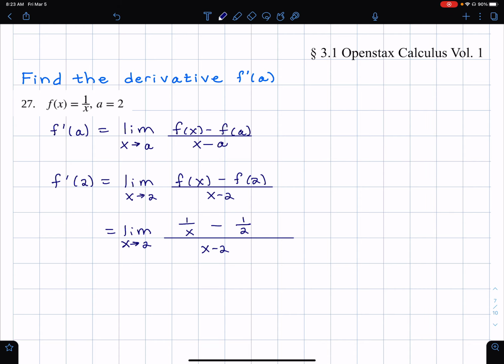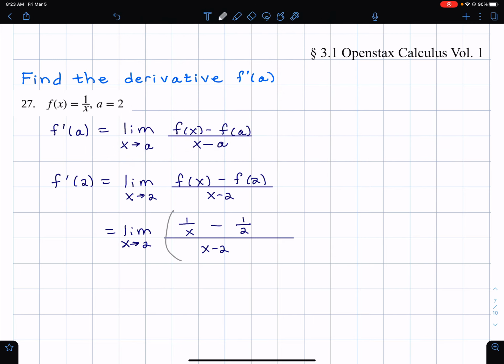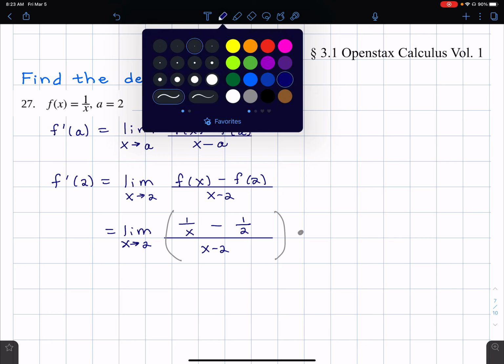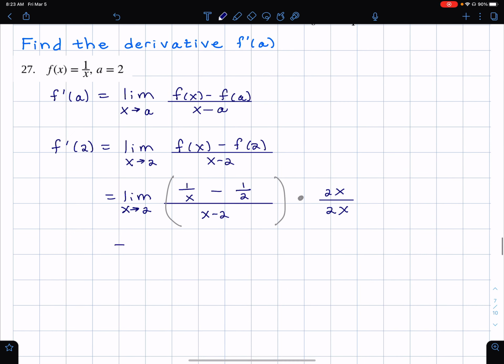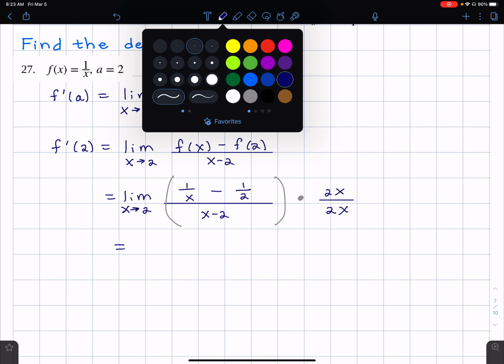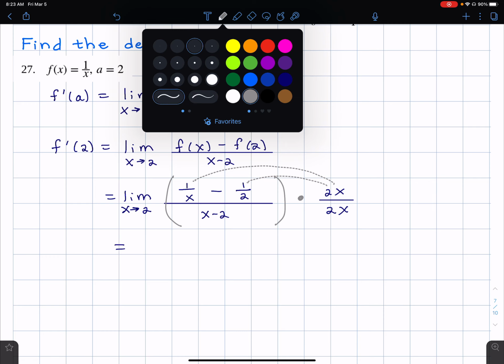And now this is a complex fraction, which means it's a fraction inside of a fraction. Some people call it that. It has nothing to do with complex numbers. It means fraction inside of a fraction. And so what I do to simplify is I multiply the numerator and denominator by 2x, because that is the common denominator of 1 over x and 1/2. And by doing that, I use the distributive property and then I cancel. It's a pretty direct way to do this.